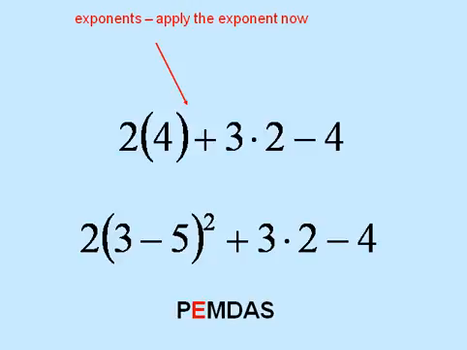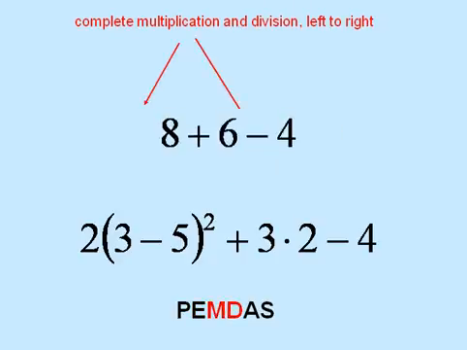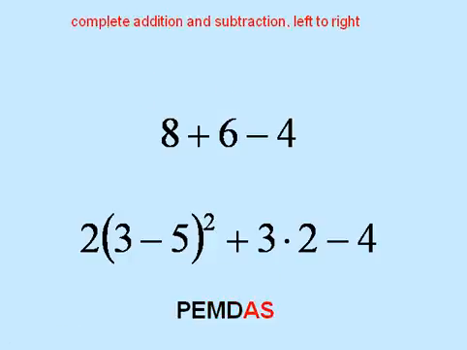What is the next thing to do here? Multiplication. However, we have two of them, so remember, we do everything from left to right. We're going to do first 2 times 4, and then the next multiplication is 3 times 2. So now I have 8 plus 6, and then I subtract 4. Next, from left to right, we do the addition first and then the subtraction. So 8 plus 6 is 14. 14 take away 4 is going to be 10.